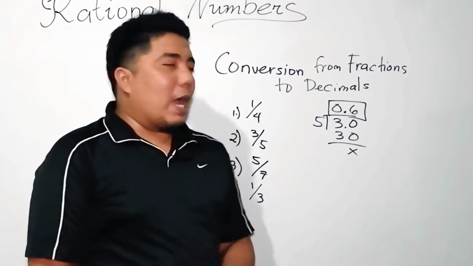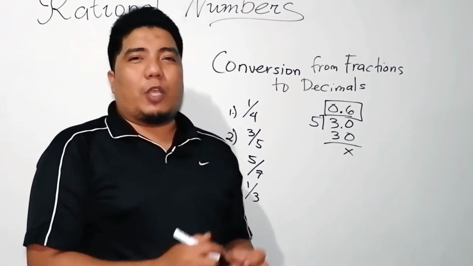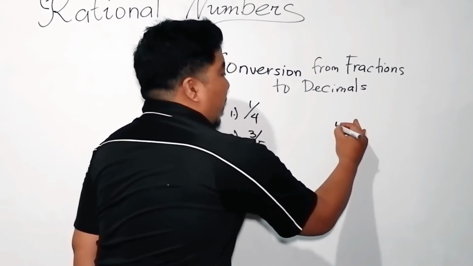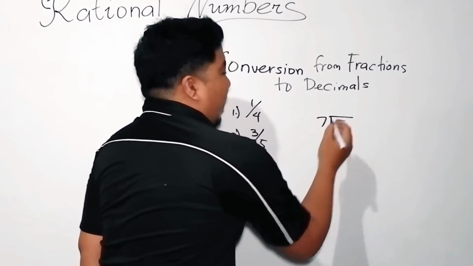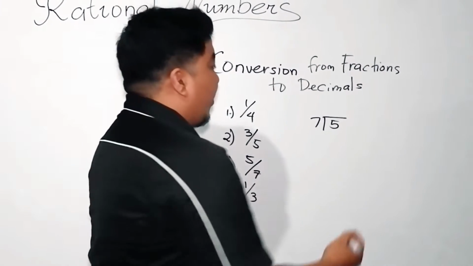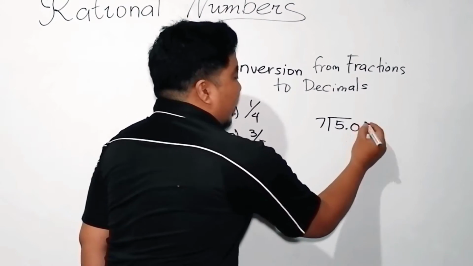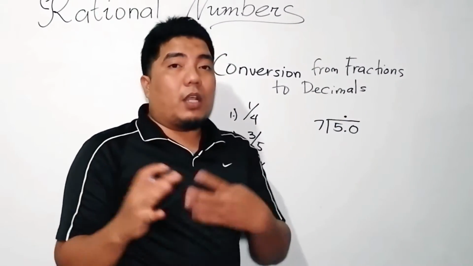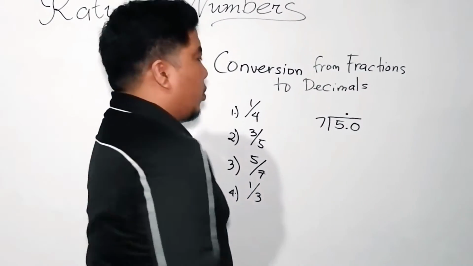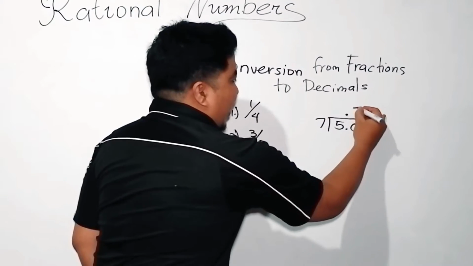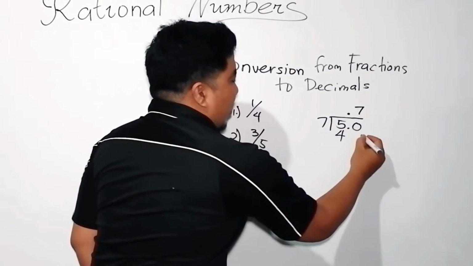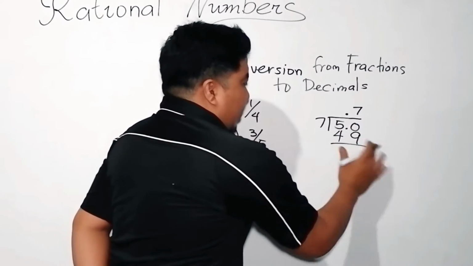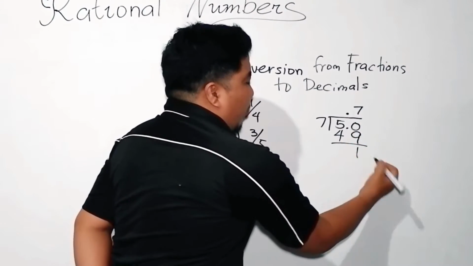Easy, right? Now, let us go to question number 3. We have 5 over 7. So, what we will do is divide 5 by 7. 5 cannot be divided by 7, so we add a zero, and we add a decimal point in our quotient. So, 50 divided by 7 is 7, and 7 times 7 is 49. Now, subtracting 49 from 50, we have 1.